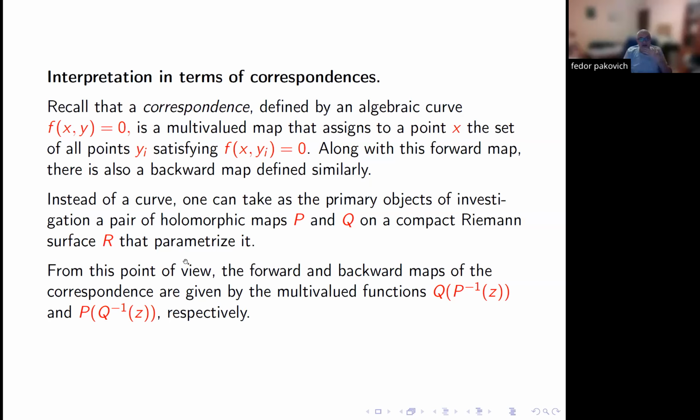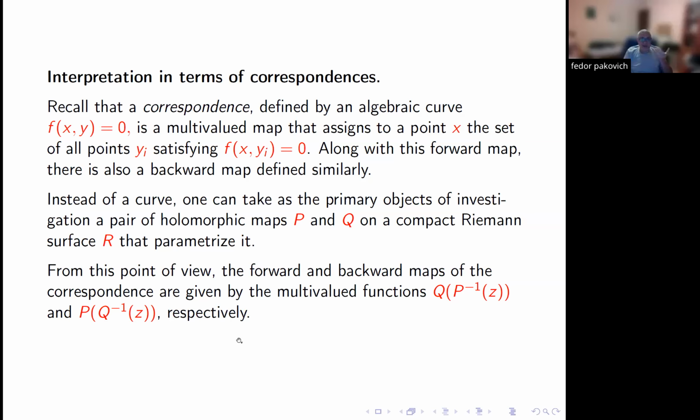And actually, instead of a curve, one can take as the primary object of investigation just a pair of holomorphic maps on a compact Riemann surface that parameterize this curve. So why does this happen? Just because from this point of view, if we work with functions parameterizing our curve, we see that forward and backward maps are just given by these multi-valued functions. Okay, so we take Q of P inverse of z.